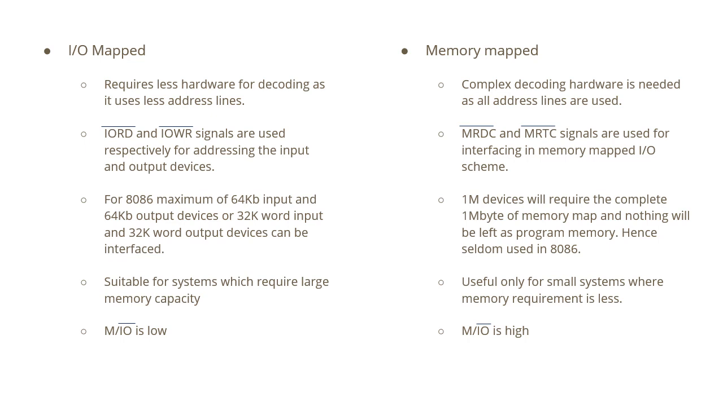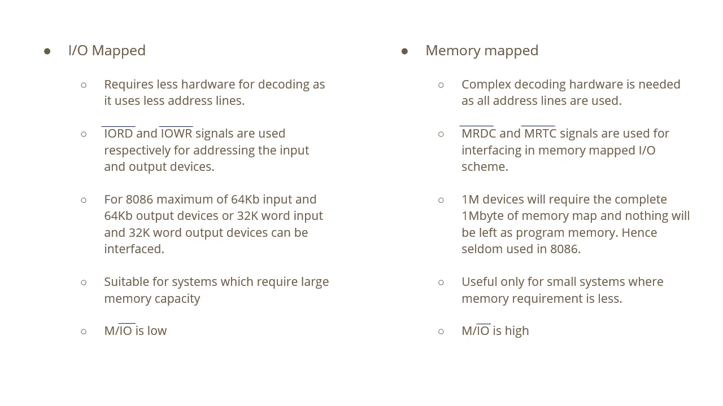These 1M devices will be using all the 1 megabyte of memory map that is available, and hence nothing will be left as the program memory. Because of this reason, the memory mapped IO is seldom used in the case of 8086. The IO map is suitable for systems which require large memory capacity, and the memory map is suitable for small systems which require only very less memory.